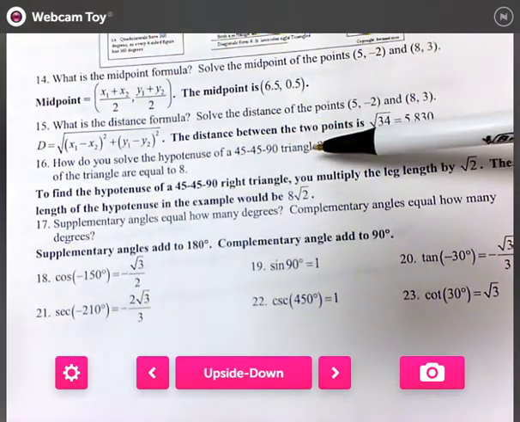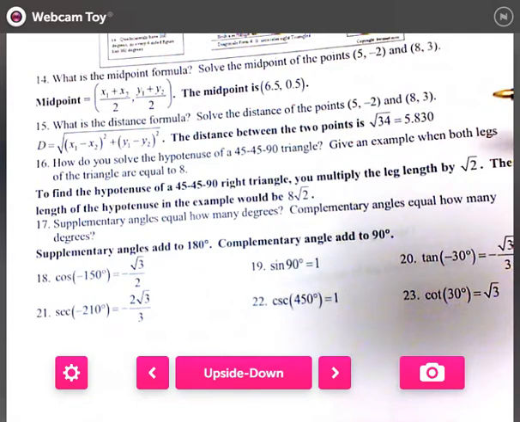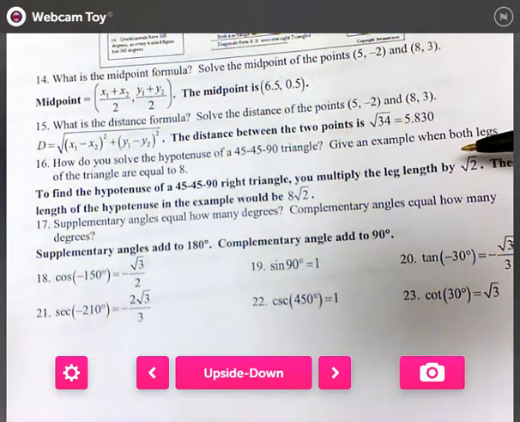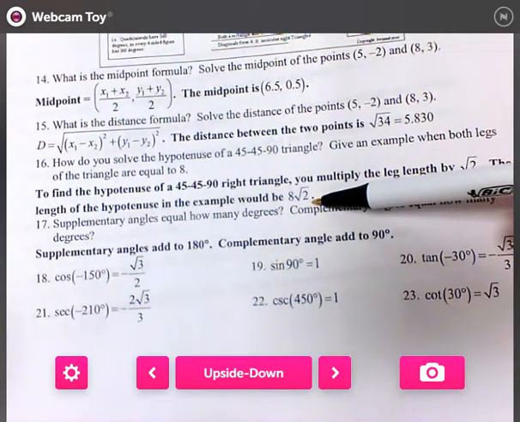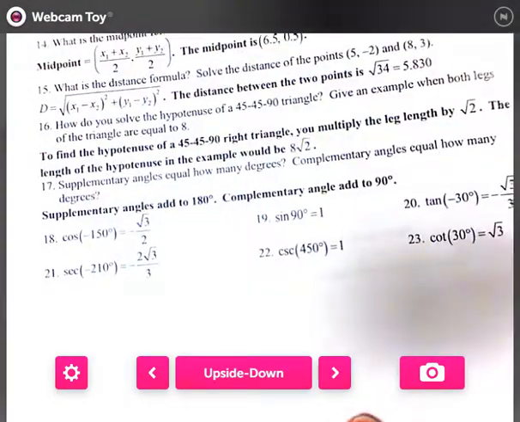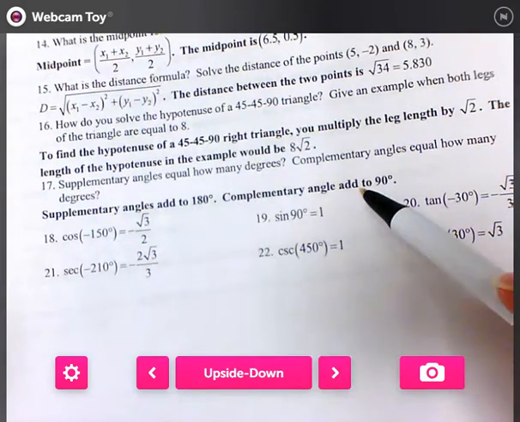Okay, how do you solve the hypotenuse for a 45, 45, 90 triangle? Well, the hypotenuse is square root 2 bigger than the length times the length, so the hypotenuse is 8 square root 2. Supplementary angles are 180, complementary are 90.